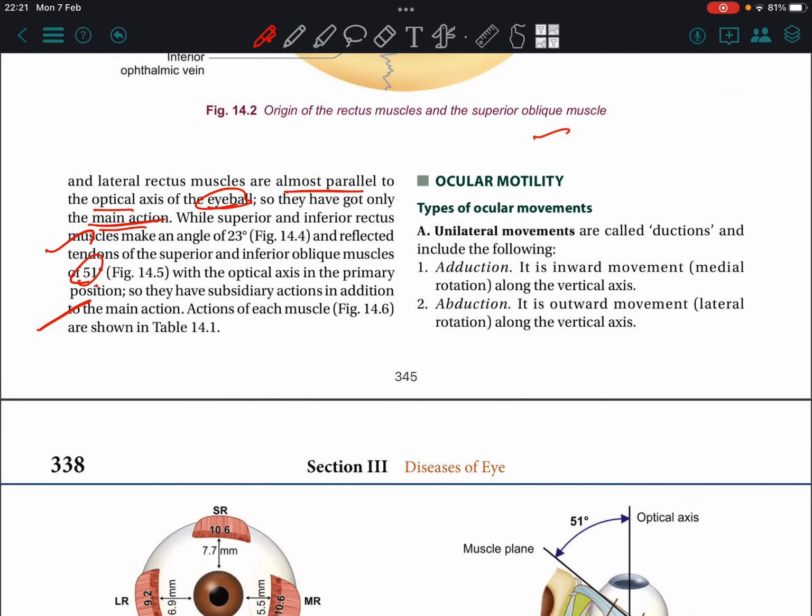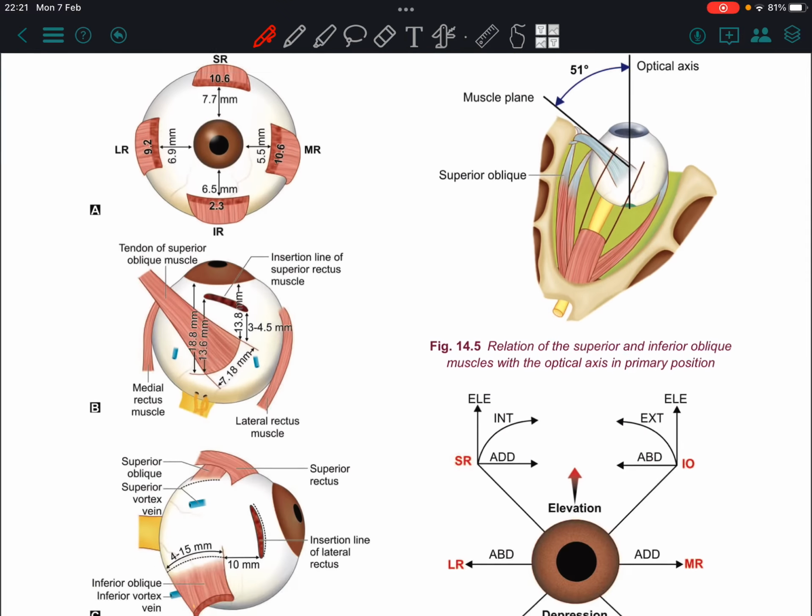We'll see this further. Ocular motility, types of ocular movement: adduction and abduction. Adduction is inward movement and abduction is outward movement. Adduction is medial rotation, abduction is lateral rotation.